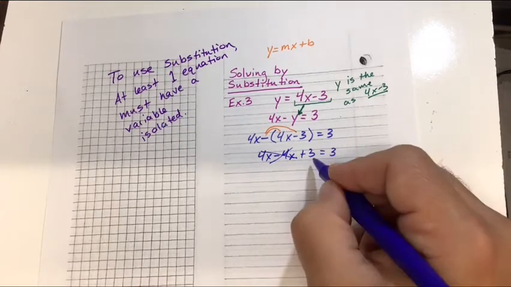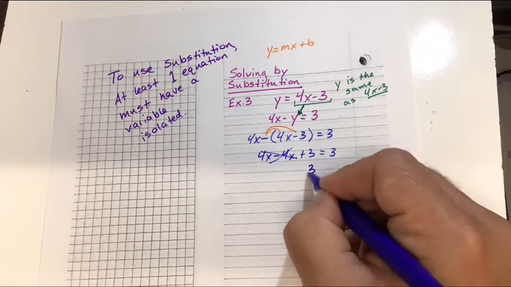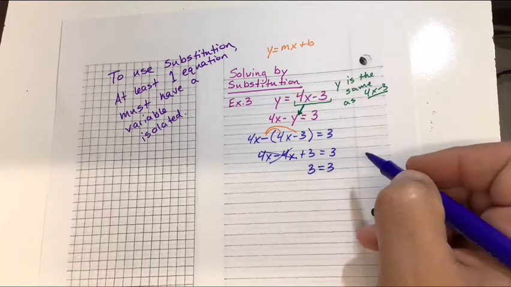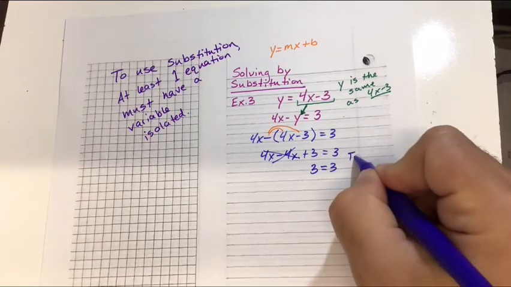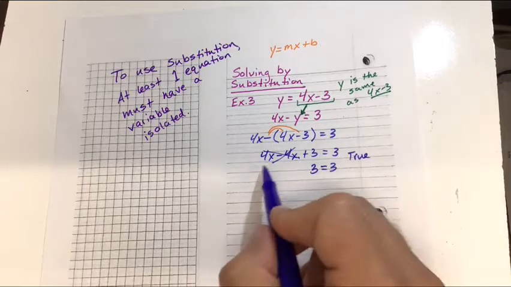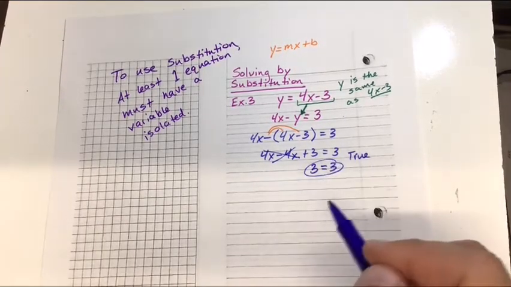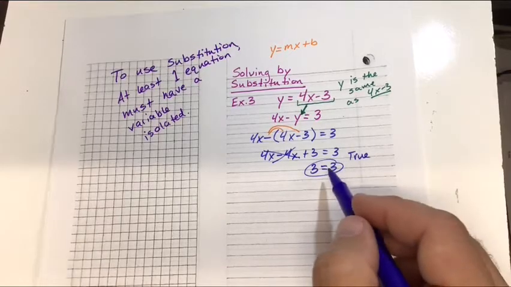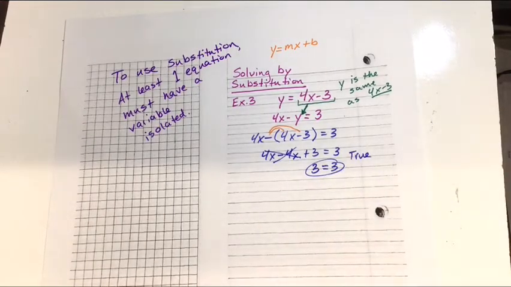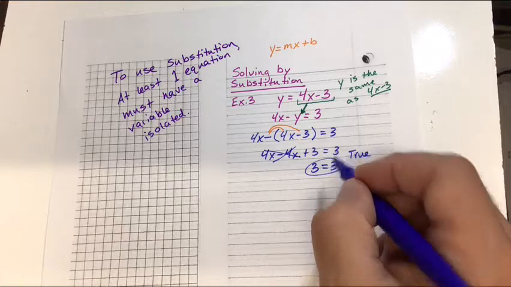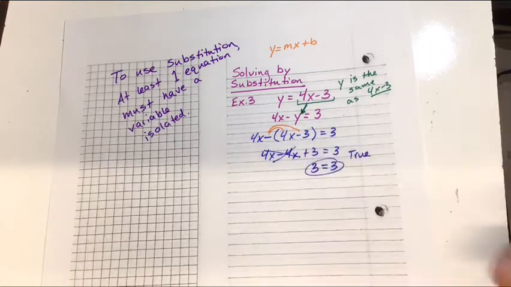So my equation works out kind of strange here. I get an equation that is 3 equals 3. That's a true equation. No matter what x is, 3 has to equal 3. There's no variable in there anymore. This is a special case. When I get a true statement, you might remember from Unit 1, what this means is that any real number will work for x and y.